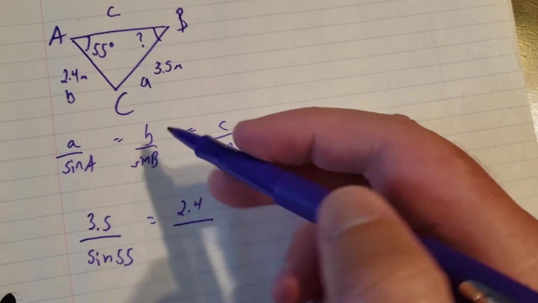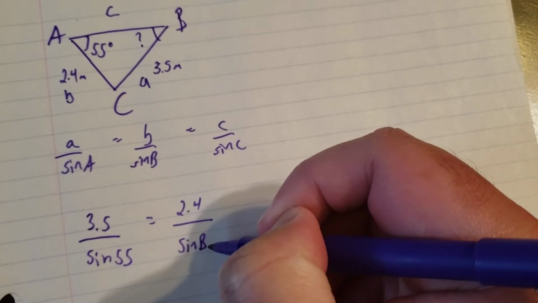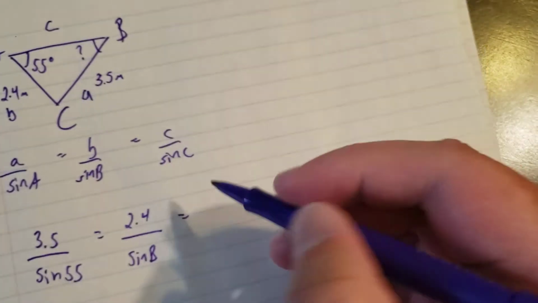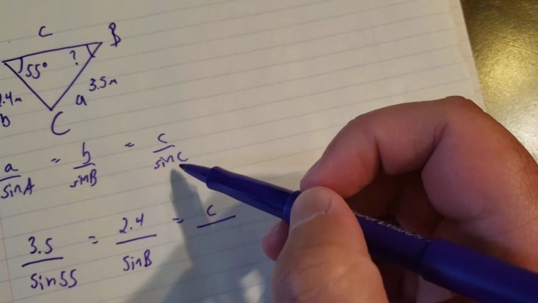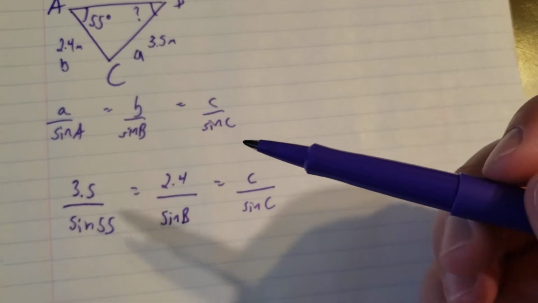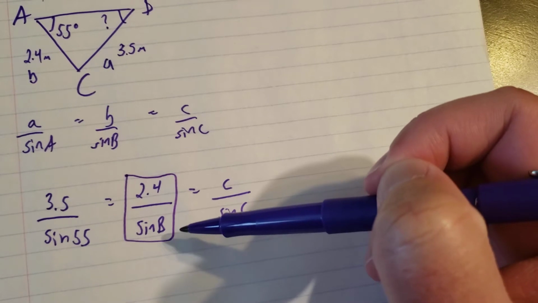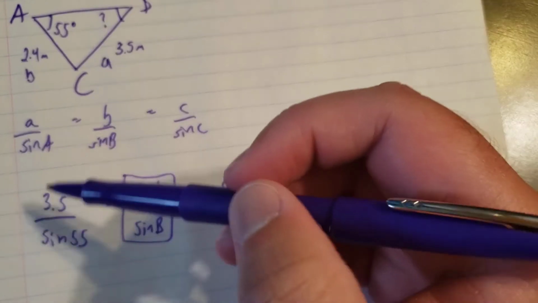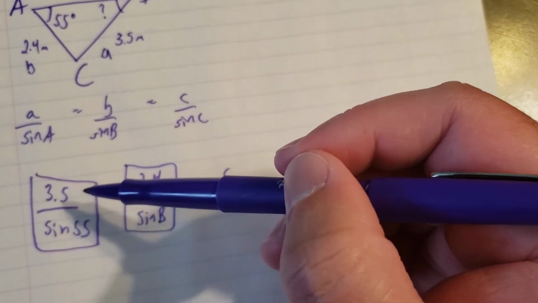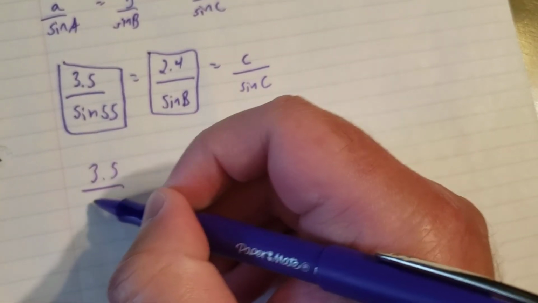Angle B, of course, I don't know. That's the angle I'm trying to find, so I will just leave this as sine B for now. Lowercase c, of course, I don't know how long that side length is, so I can't put that there. And angle C, I actually don't know either, so I can't fill that in. So as you can see, I will need to use this fraction here because it has angle B, which is the angle I'm trying to find. I will also need to use this fraction here because that's the fraction where I am given the numerator and the denominator.